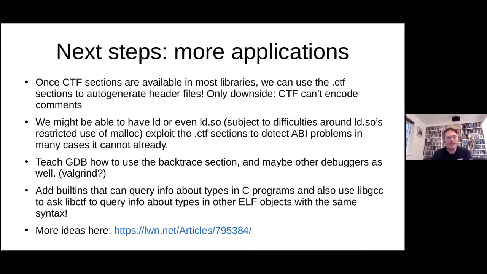Once we have a backtrace section, we need to teach GDB how to use it, probably Valgrind as well, and other things that want to print backtraces fast. And as a completely blue sky idea, there are already built-ins in GCC, typeof and so on, which let you query things about types in C programs. They're pretty restricted. You should be able to get more info about types in C programs like you can in other modern languages that support introspection. And once you've got that, why can't it use libctf to ask about types in other translation units and in other libraries? It's a bit blue sky. It requires fairly significant changes, but I don't see why it's not impossible.